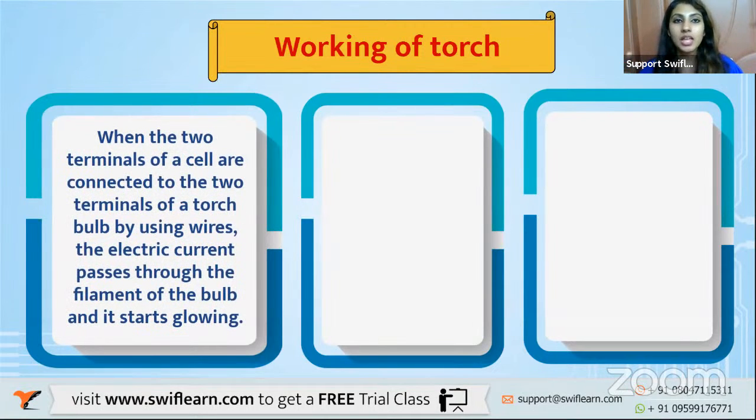Anybody wants it? So I'll give an overview again, starting with the cells and the terminals of the cell. Take a cell, the terminals will be there. With two cells, the positive and negative terminals will be there. These two terminals will be connected to the terminals of a torch using wires. Through these wires, electricity flows from the terminals of the cell to the torch terminals, and that is how the filament of the bulb will start glowing. Understood this much, right? This is the first point of the working of a torch.